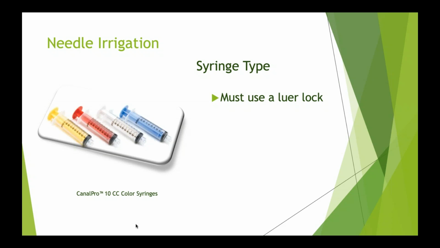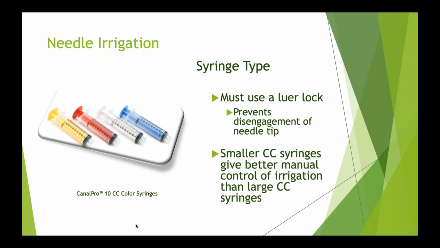But the key with any type of needle irrigation is you have to make sure that your syringe has a Luer lock system, because you have to be able to physically lock that needle in so that as you apply pressure to express your solution, you don't blow the end of the needle off, and then Mrs. Smith's beautiful black blouse now becomes a beautiful white blouse. So you have to make sure that you've got that needle tip in, because you just don't want to disengage that tip.